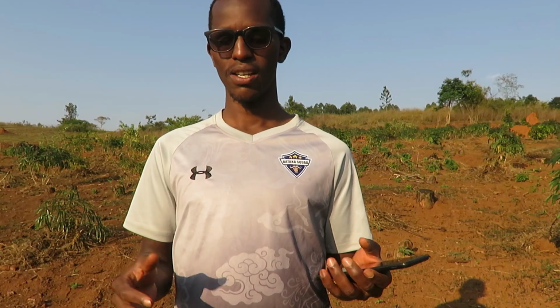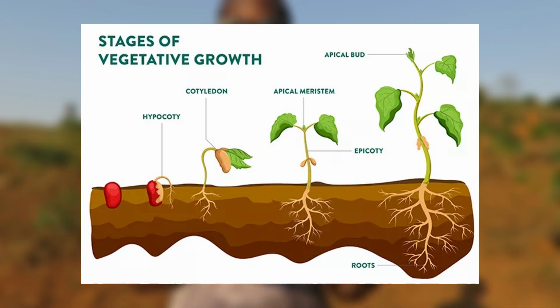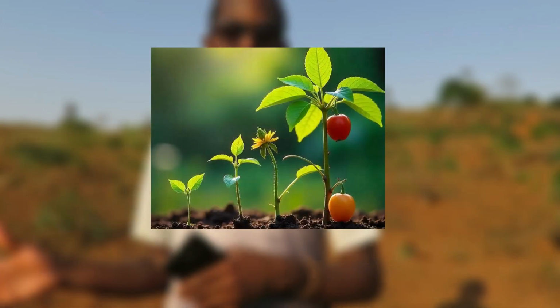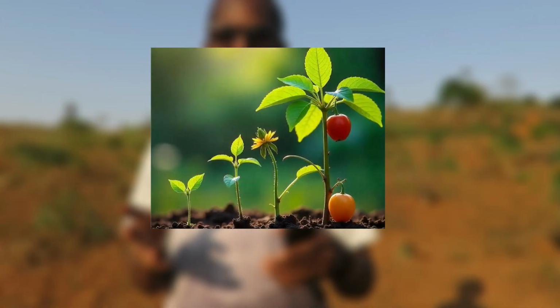And the stages are 3. We have the vegetative stage, we have the flowering stage, and the fruiting stage. The vegetative stage is the stage in which the plant starts to develop its roots, its stems, the foliage, the leaves, and then it grows up to a certain level. Then the flowering stage comes in when the plant starts to produce flowers that will eventually develop into fruits. Then you have the fruiting stage, in which the plant starts to develop its fruits to maturity.